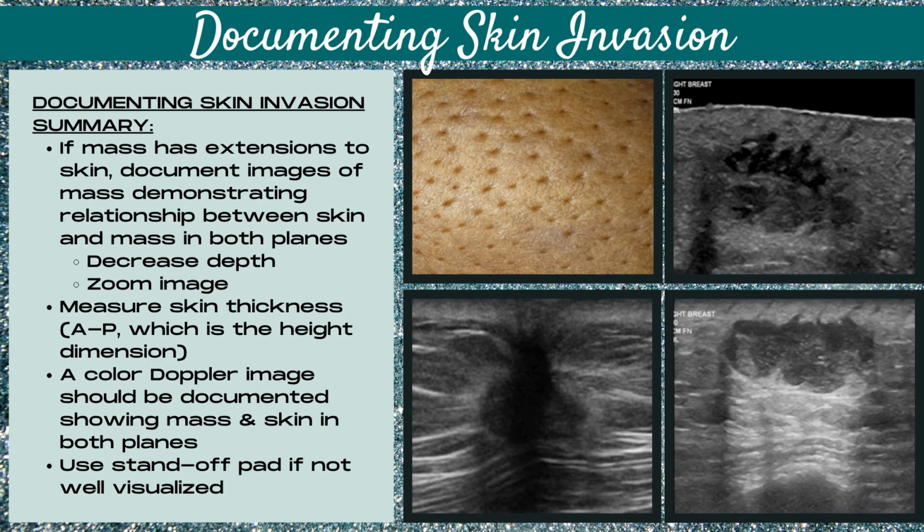If the mass has extensions to the skin, you want to document images of the mass clearly demonstrating the relationship between the skin and the mass in both planes. And you do this by decreasing your depth and zooming the image up so that you can clearly see the mass in relation to the skin. You want to measure your skin thickness. This is your AP, anterior posterior dimension, also known as the height. And a color Doppler image should be documented showing the mass and the skin. Also, use a standoff pad or a glob of gel if you're not well visualizing the skin line.